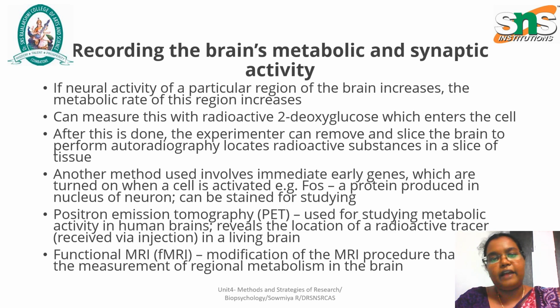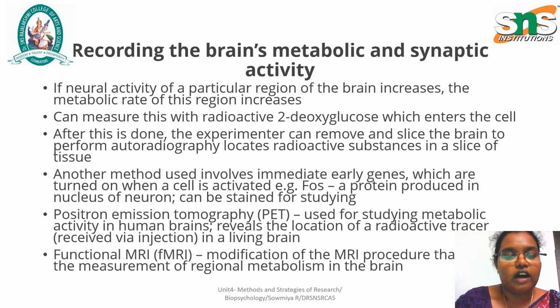Recording the brain's metabolic and synaptic activity. If neural activity of a particular region of the brain increases, the metabolic rate of this region increases. We can measure this with radioactive 2-deoxyglucose, which enters the cell.